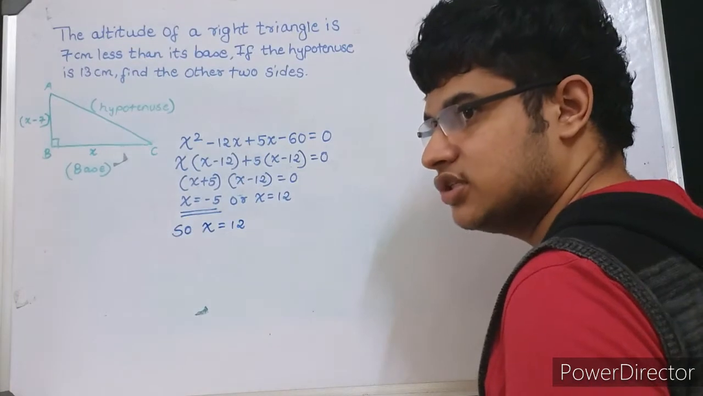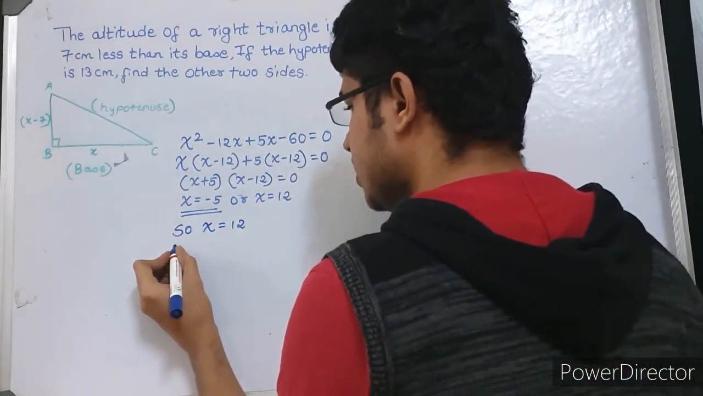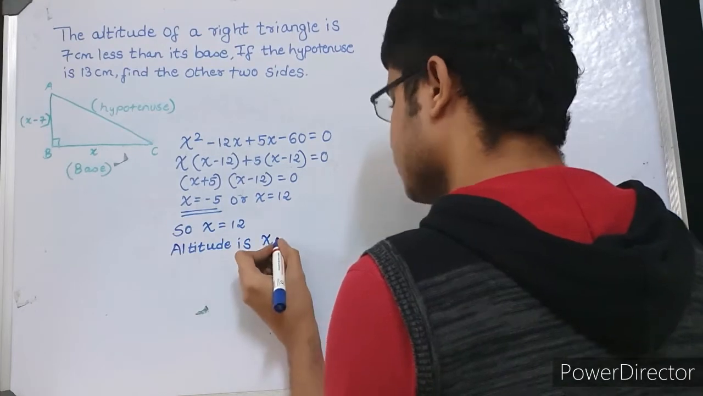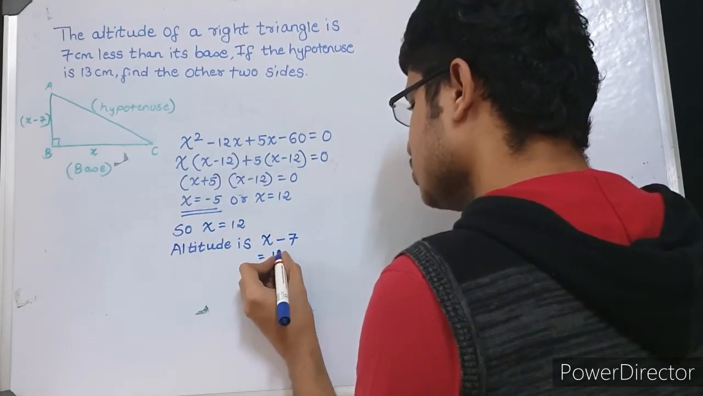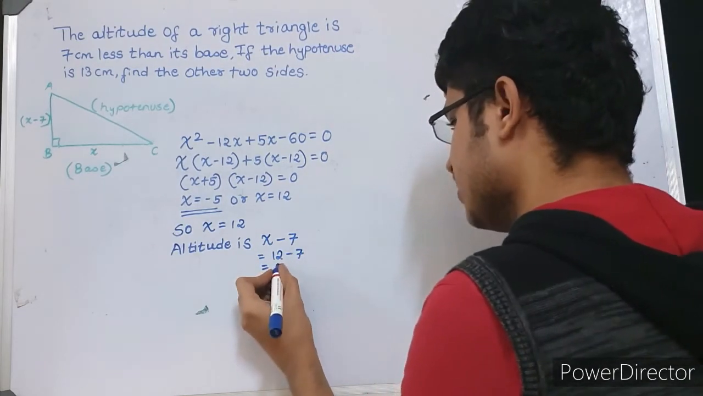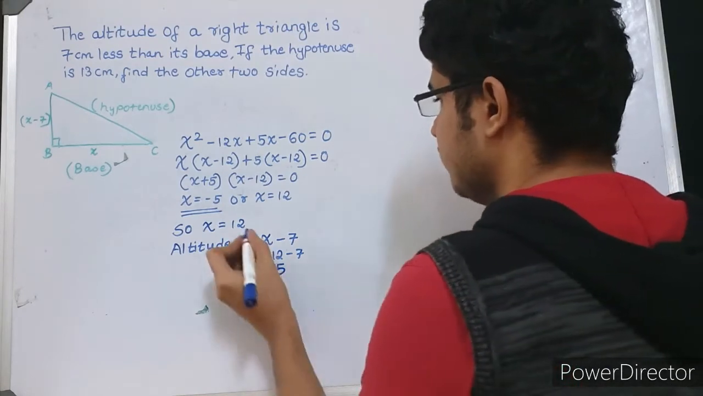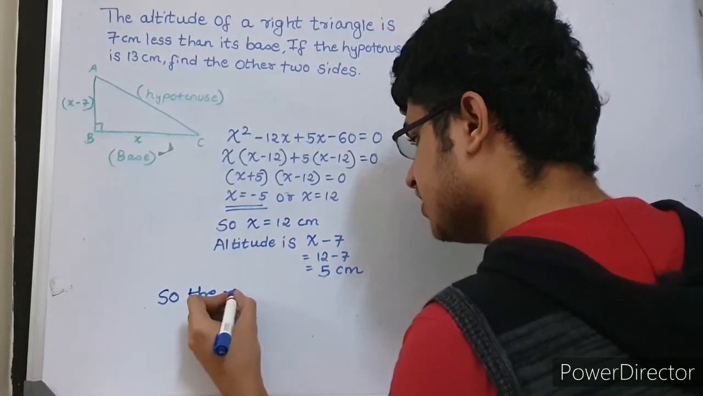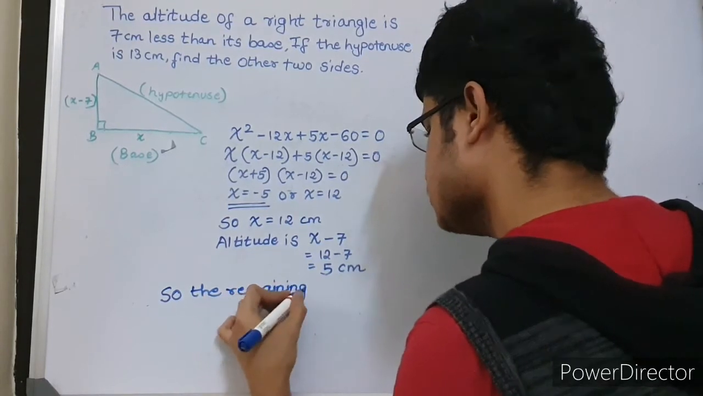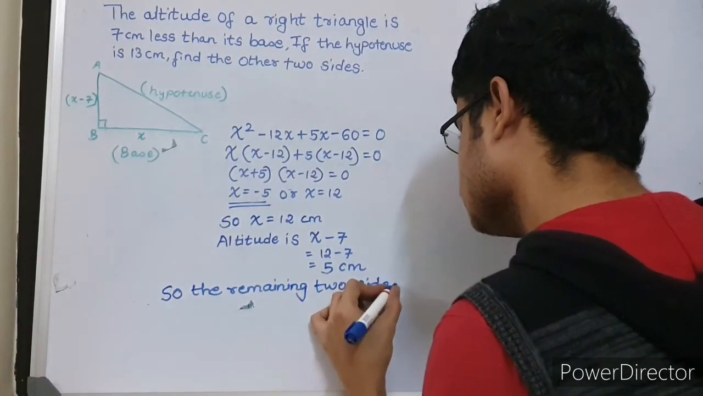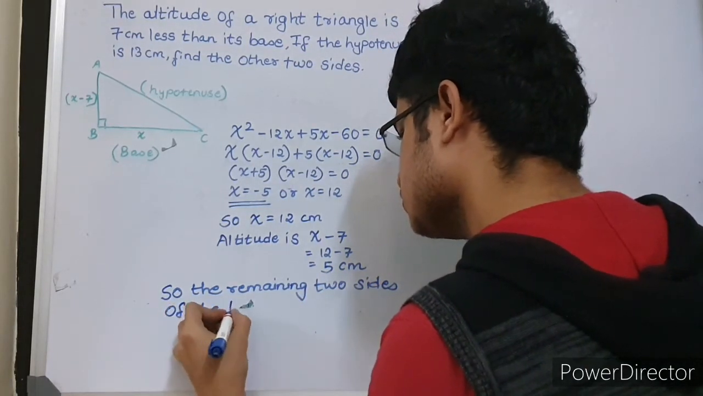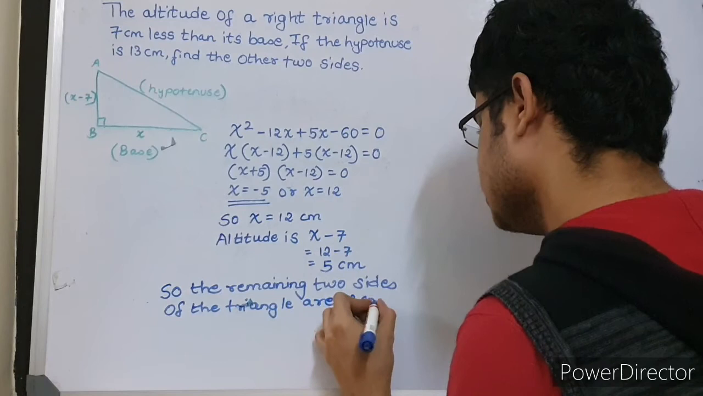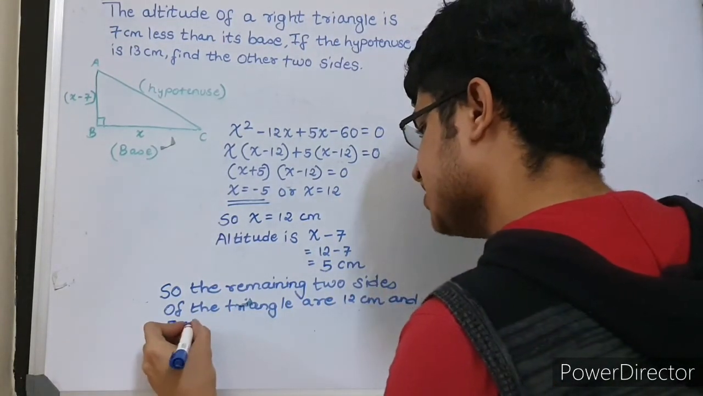Now what I considered x initially was the base. So the altitude will be x minus 7, that is 12 minus 7, which is equal to 5. Yes, 12 minus 7 is equal to 5. I'll just put the units of centimeter. So the remaining two sides of the triangle are 12 centimeter and 5 centimeter respectively.